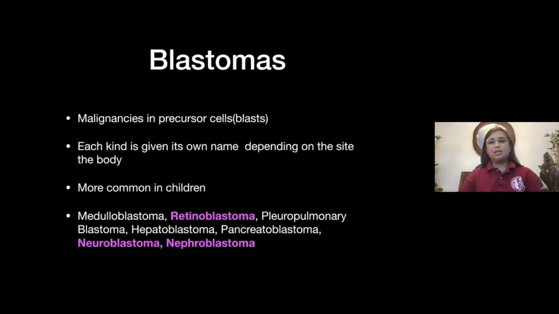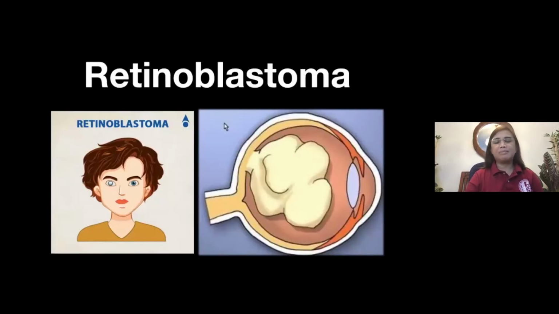So let's start with describing the blastomas. Blastomas are malignancies in precursor cells, which are the blasts, and each kind is given its own name depending on the site of the body. It is more common in children, and these are the different blastomas, part of which I'm going to discuss this evening.